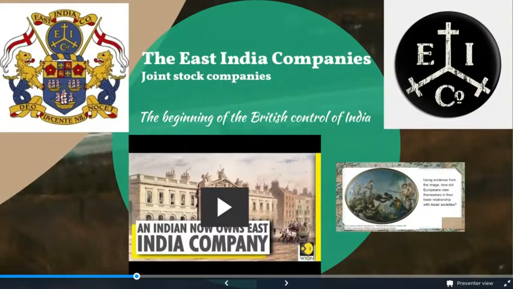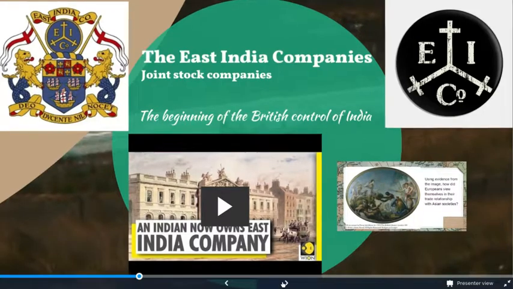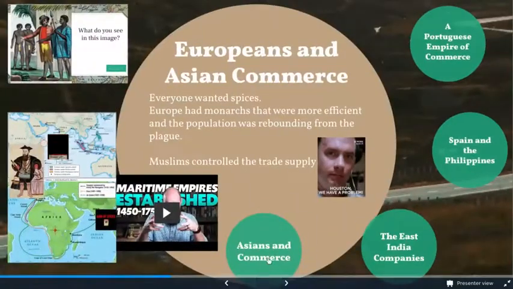So the East India Company is going to be so powerful. It's going to have its own coat of arms. But most importantly, it is going to have an army that is going to control Britain. And we're going to see that that is going to end through the works of Gandhi. Very powerful, though. Very, very powerful.